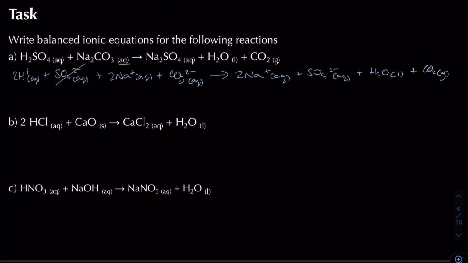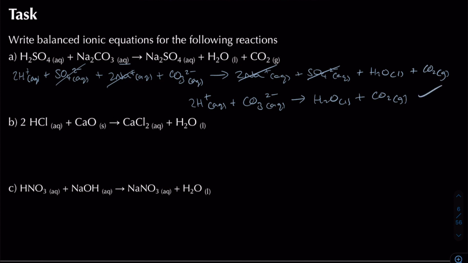So in that case, I can cancel the sulfate ions off, cancel the sodium ions off, and what I'm now left with is that 2 lots of H+ is going to react with carbonate ions, and what that's going to form is water, and then it's going to form carbon dioxide gas as well. Can I simplify it any further? No, I can't, so I know that's going to be the correct answer.